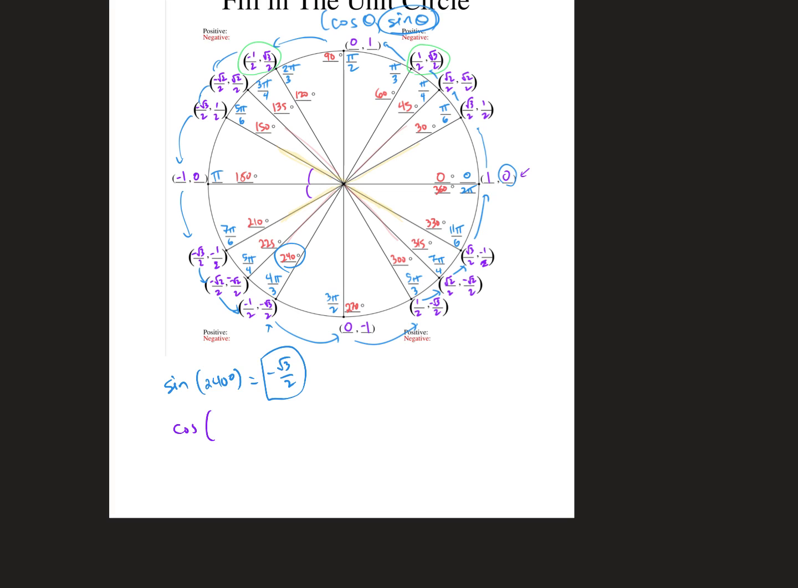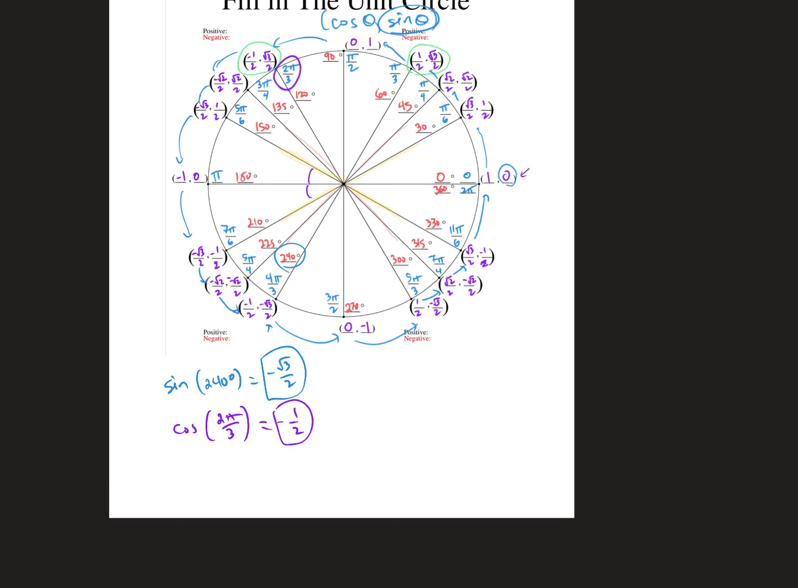Now, if I wanted to find the cosine of, say, 2 pi over 3, cosine's the next value. Notice this is in radians, not degrees, so I need to find 2 pi over 3 radians and get the x value, -1/2.